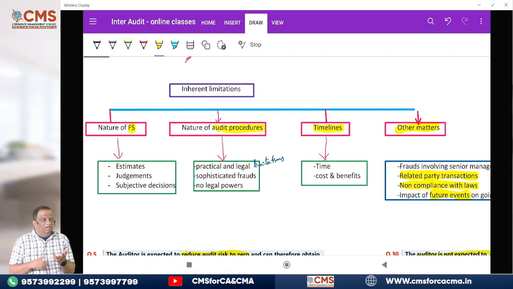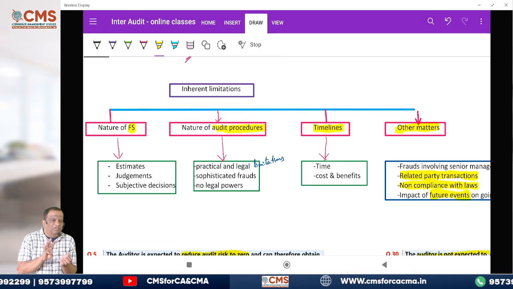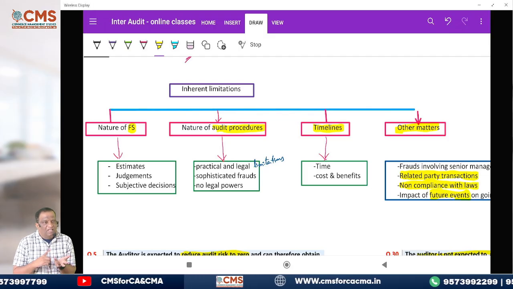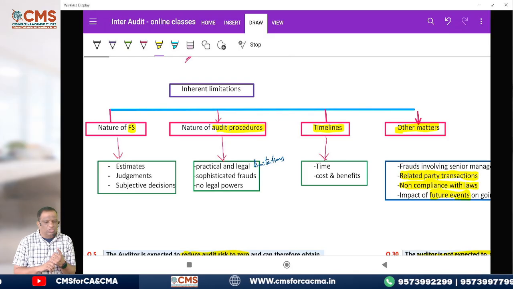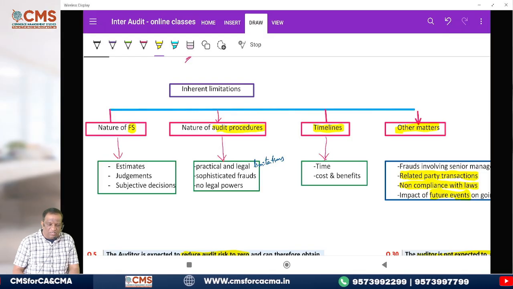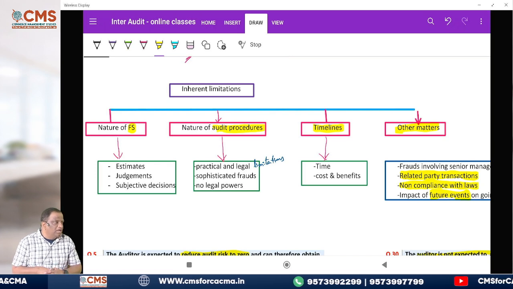That way, now let us repeat one more time. What are the 4 subheadings that you can write for inherent limitations? Nature of financials, nature of audit procedures, timelines and other matters. That's all. Under other matters, you write related parties, inner management and all this kind of stuff. And nature of audit procedures, basically the legal angle and the practical angle.